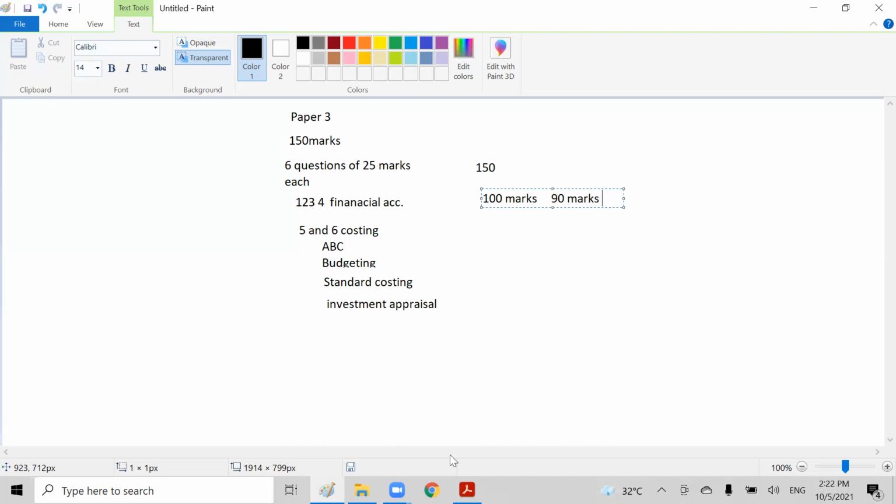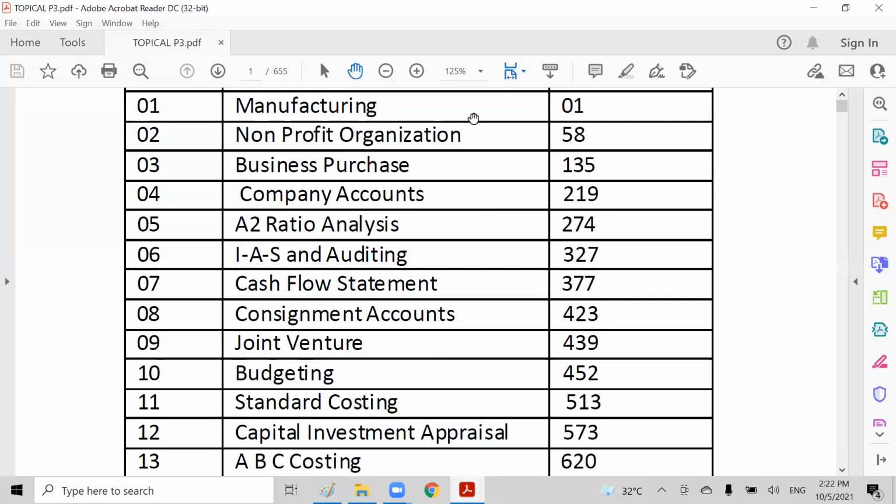This is how we are going to cover the syllabus. I have already discussed the chapters with you: manufacturing, NPO, business purchase, company ratio, ICE auditing, cash flow statement, consignment, and joint venture. Till here, it is financial accounting, and out of these, you will find 4 questions. And from the last 10, 11, 12, 13, you will find 2 questions from these 4 chapters. So my question to you is: from which chapter are you going to start the course, or will you go with me? My first question is for you. However you find it feasible, it's fine with me.